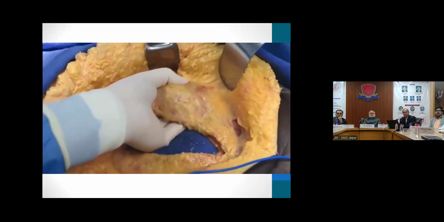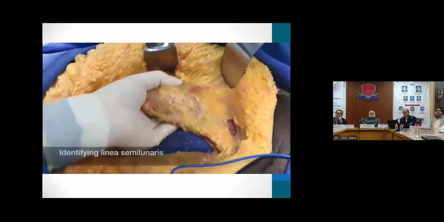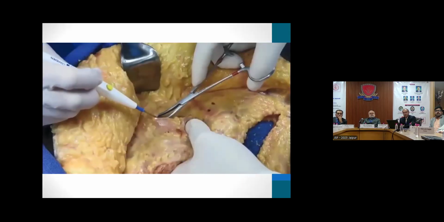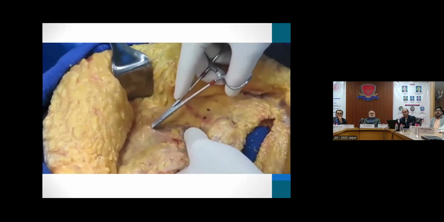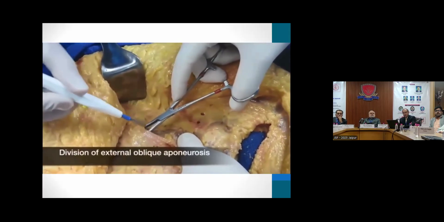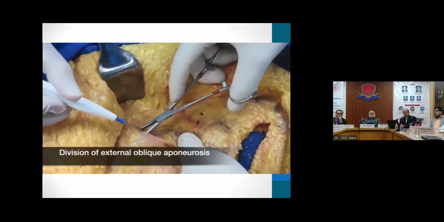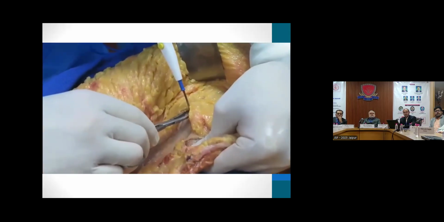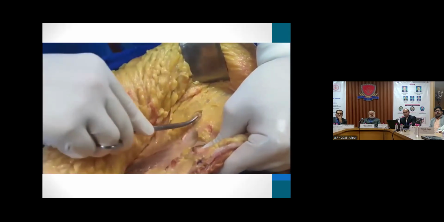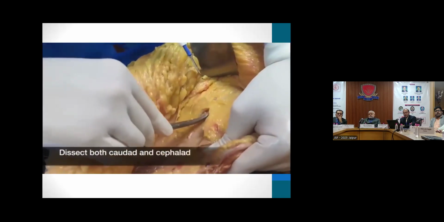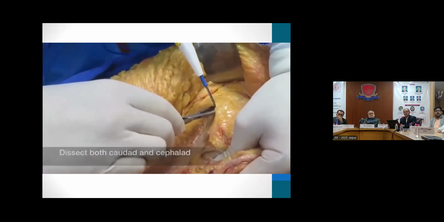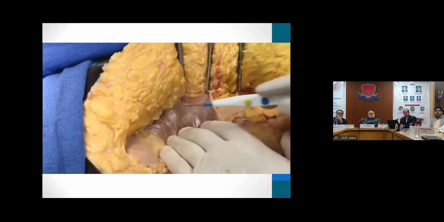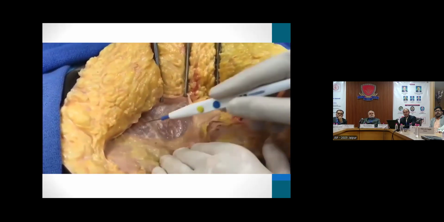external oblique muscle just lateral to the rectus abdominis, and this lateral to the linea semilunaris, we are giving an incision over the aponeurosis of the external oblique muscle, which you can very well see in this video. There is a division of the external oblique aponeurosis. This division of external oblique aponeurosis will help us to medialize the rectus muscle. We are dissecting it both in cranial and caudal fashion. This external oblique muscle is being seen.